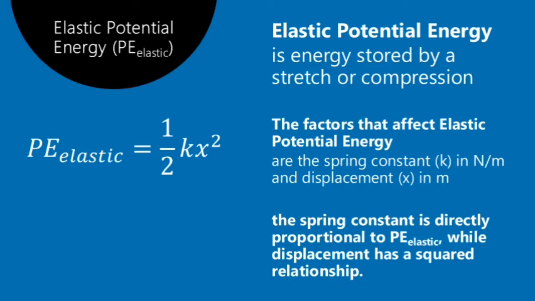The spring constant is directly proportional to the potential energy, while displacement has a squared relationship, much like velocity when we were looking at kinetic energy. If I increased it by a factor of 2, then you'd be increasing your elastic potential energy by a factor of 4, because 2 squared is 4. So on and so forth.